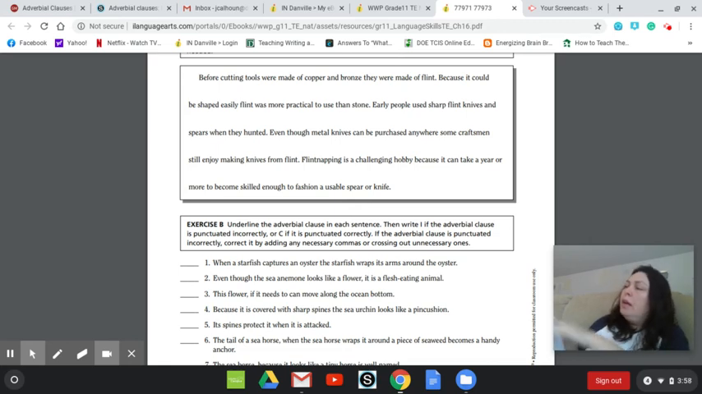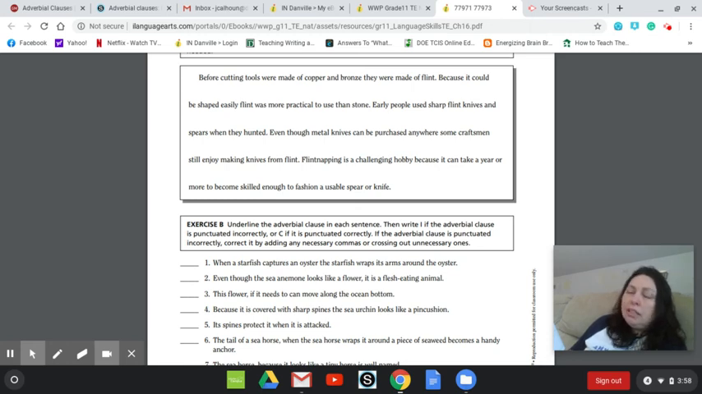Okay, so here we go. Here are the adverbial clauses. "Before cutting tools were made of copper and bronze." That's the first one. Before tells us when, and therefore it's an adverbial clause. We're going to need a comma there, because it begins the sentence. If it said they were made of flint before cutting tools were made of copper and bronze, we would not need a comma. But we do because it comes first.